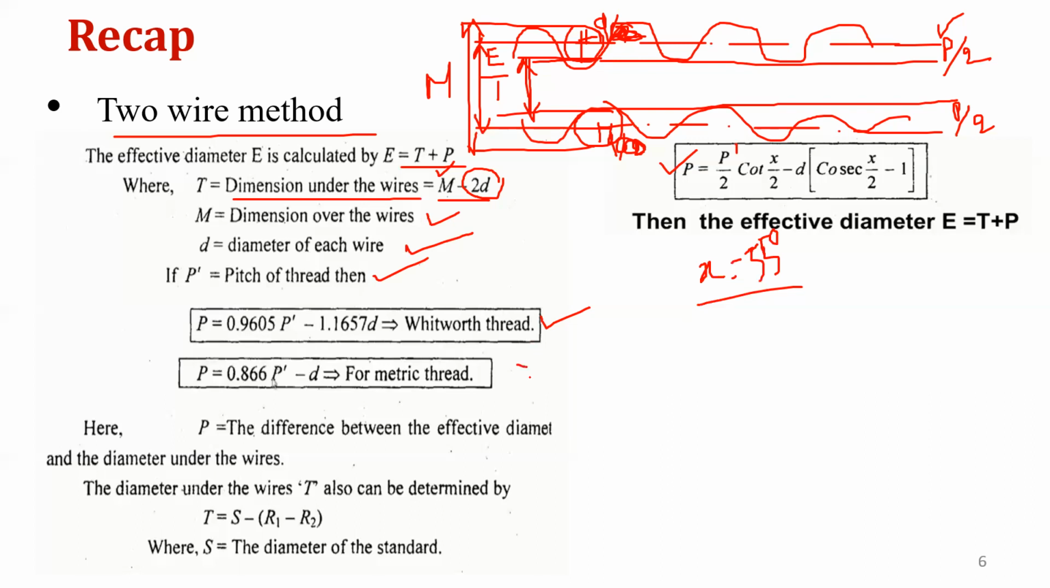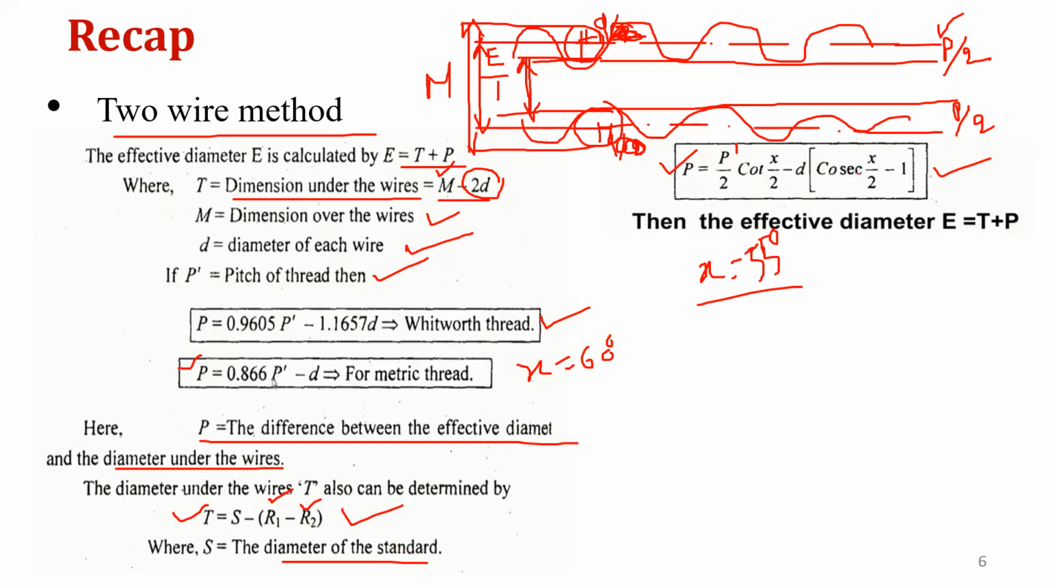Similarly, for the metric thread, x is equal to 60 degrees. Upon substitution of x equal to 60 degrees in this expression, we get the correction factor P equal to 0.866 times the pitch minus the diameter of the wire. Here P is the difference between the effective diameter and the diameter under the wires. The diameter under the wires is determined using this formula: S is the diameter of the standard, R1 is the reading over the standard, and R2 is the reading over the screw thread. So by using this formula, we can calculate the T value.